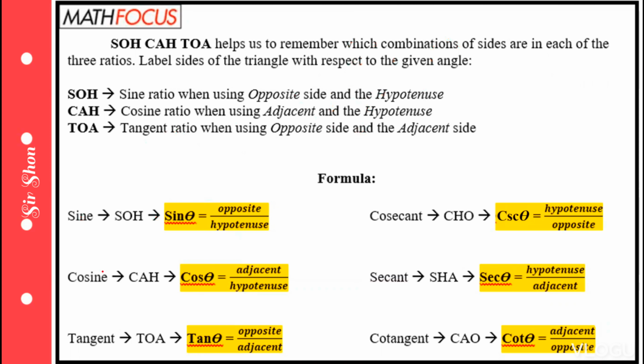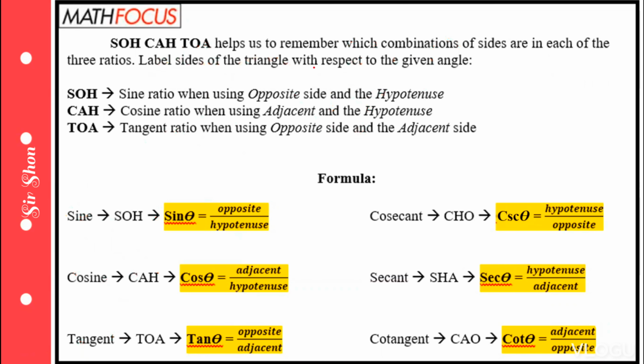By the way, the sine, the cosine, and the tangent functions can be found on a scientific calculator. So we use the mnemonic SOH CAH TOA to help us remember which combinations of sides are in each of the three ratios. Label the sides of the triangle with respect to the given angle. SOH is the formula of sine: the sine ratio uses the opposite side and the hypotenuse. CAH is the cosine ratio, using the adjacent side and the hypotenuse. And TOA is the tangent ratio, using the opposite side and the adjacent side.